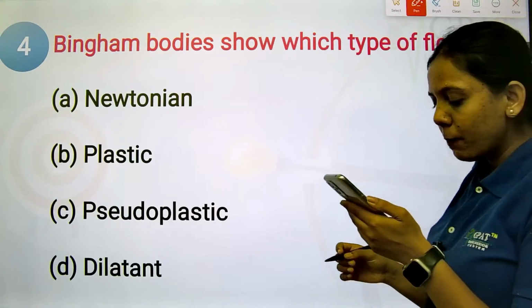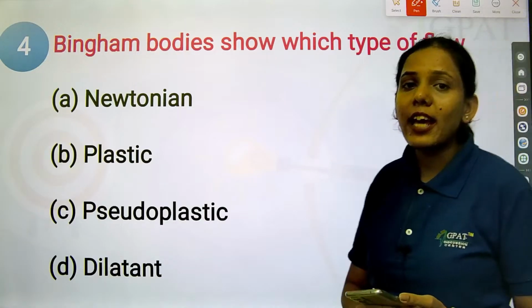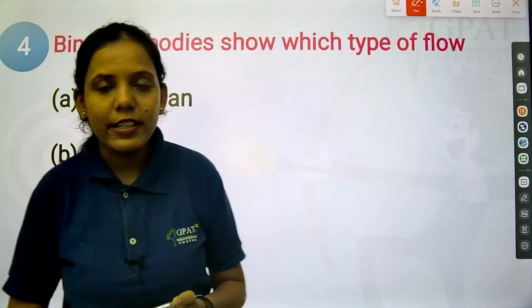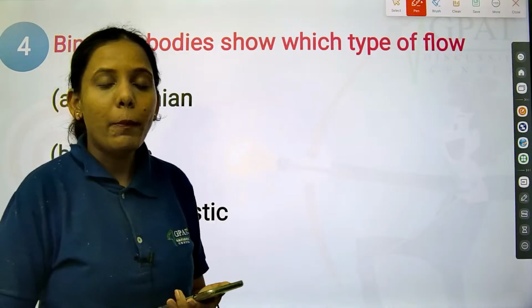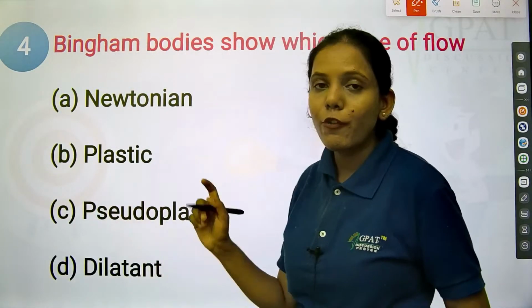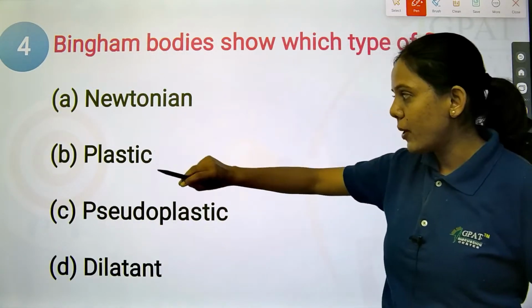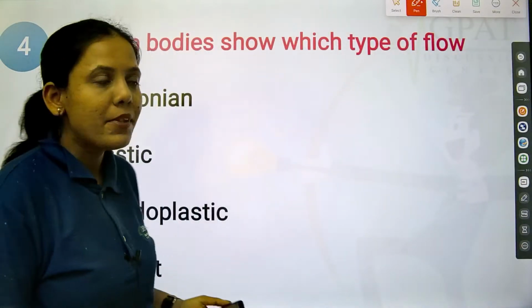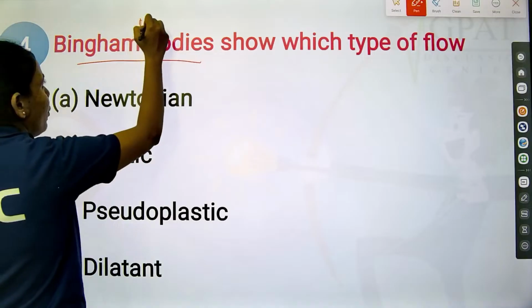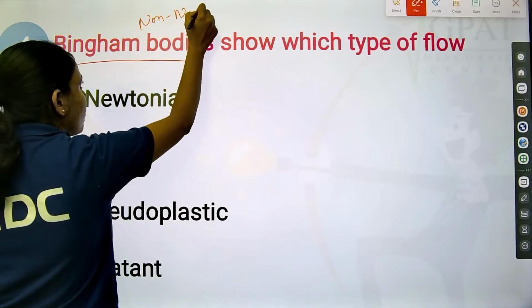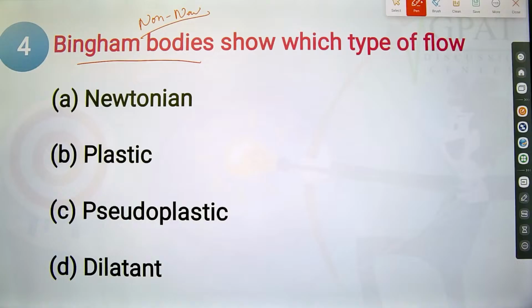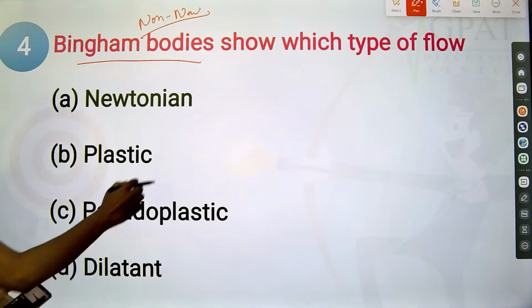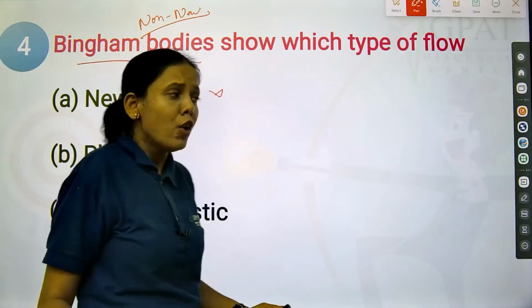The next question: Bingham body shows which type of flow? First of all, you should know this is a question from physical pharmacy. Option A is Newtonian, option B is plastic, then pseudoplastic, dilatant. First of all, you should know Bingham bodies come under the non-Newtonian fluid. Okay, so Newtonian definitely won't be there.